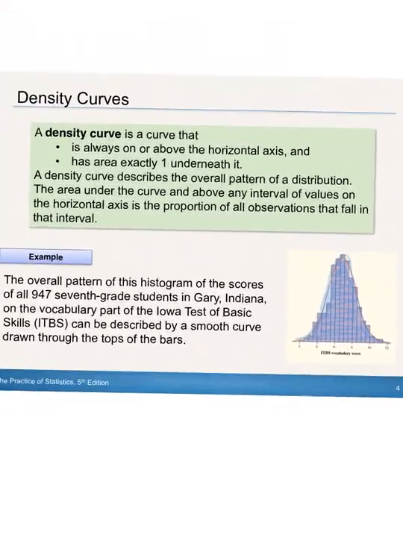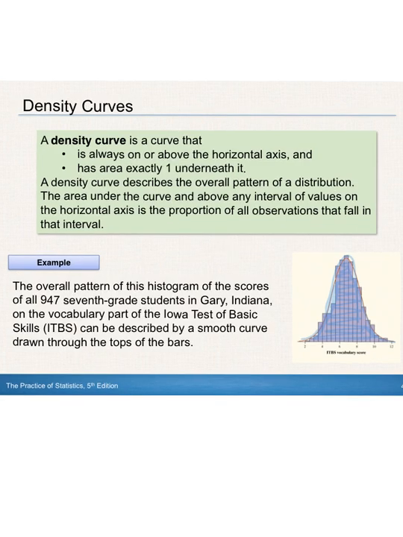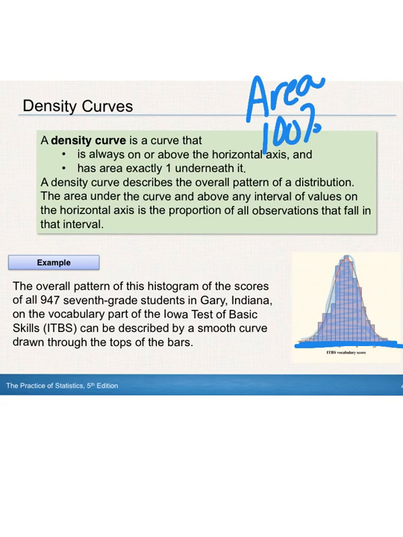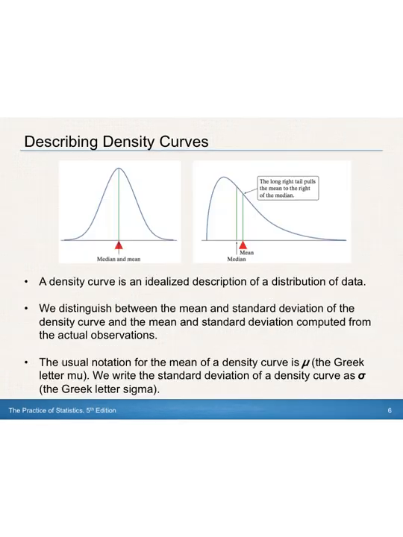A density curve, definitionally, will always be on or above the horizontal axis. You notice that here we are not below that horizontal axis, and the area underneath it is exactly 1. So an area of 1, 100% of the percentiles, as it were, 100% of the data. So a density curve is an idealized description of the distribution of data.